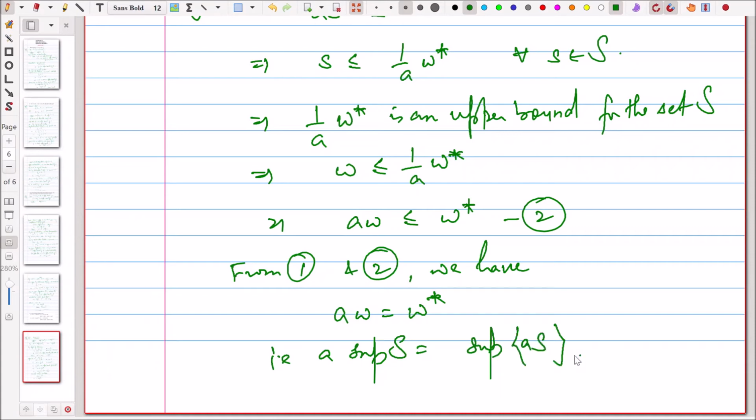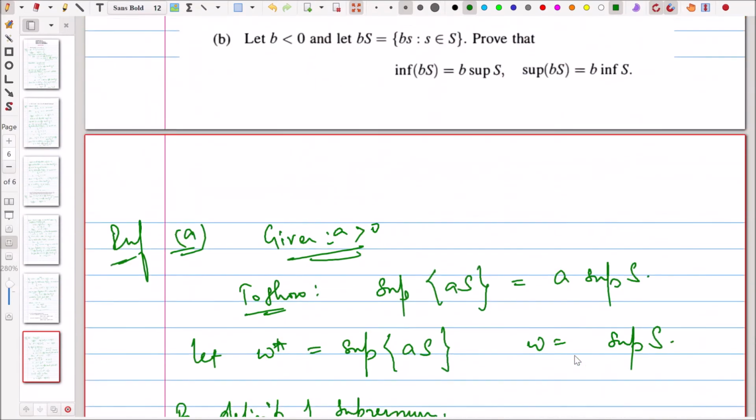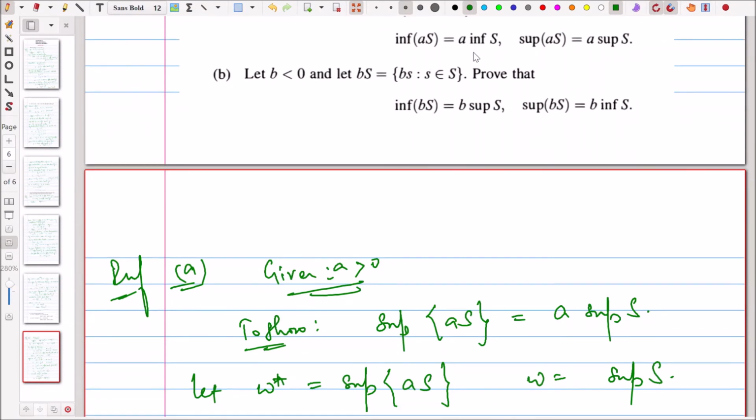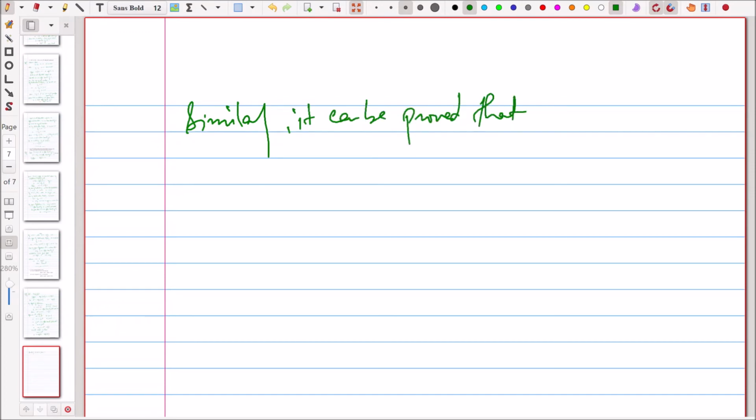Similarly, we can prove that infimum of aS is equal to a times infimum of S. So this property can be proved on similar lines, so we will not prove it here. Similarly, it can be proved that infimum of aS is equal to a times infimum of S. So this part is complete.